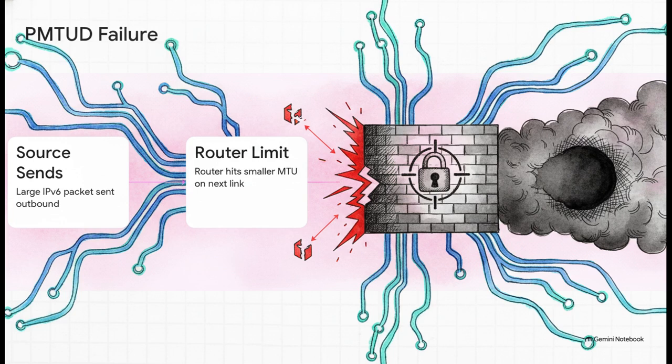But here is the fatal flaw. Your overly strict, legacy-minded firewall blocks that inbound ICMPv6 warning. The source never gets the memo. It just keeps helplessly resending that same large packet, and your traffic basically falls straight into a black hole.